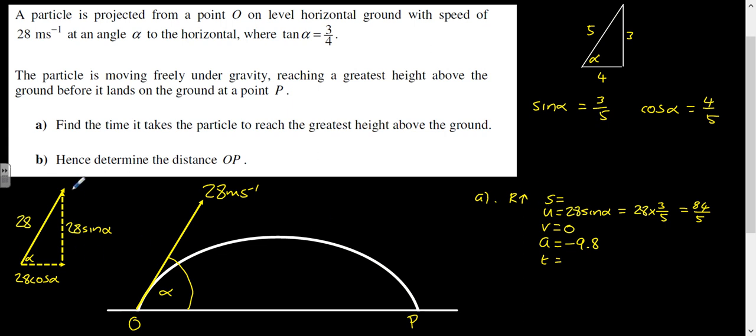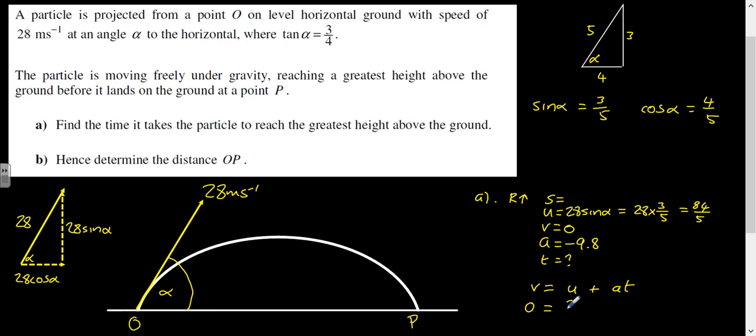That's why our velocity is positive, because we said up is the positive direction. That means the acceleration is negative because it's trying to bring the particle back down to Earth. And the time is what we've been asked to calculate. How do we calculate that? We're going to use v equals u plus at and substitute.